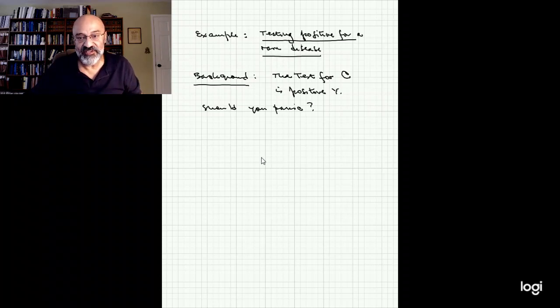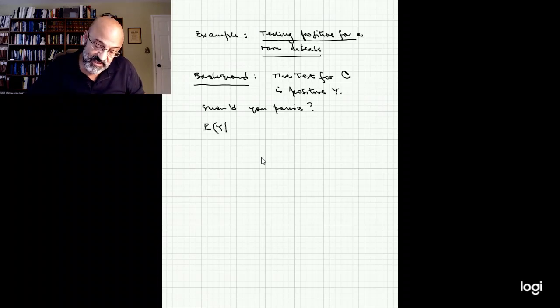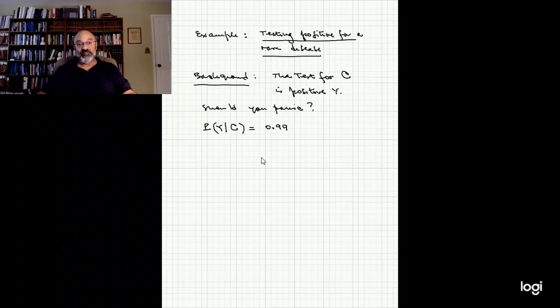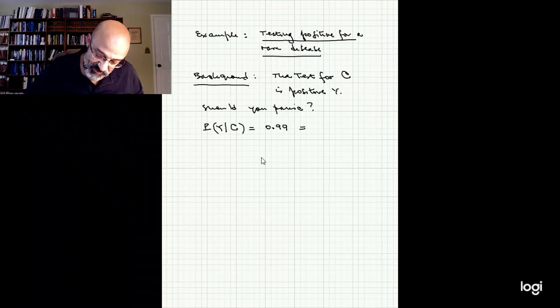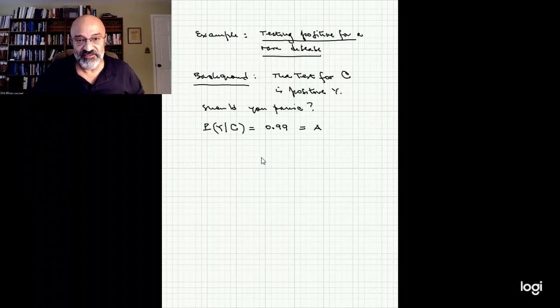Well, you start collecting information. This is one of those cases when you get the data first and then you have to think about it, right? Should you panic? You find out that the test is actually pretty good. The probability that the test comes out yes, given that there is cancer, is very high. Oh my God, then maybe you should really panic. Let's call this number A so that we don't have to write 0.99 all the time.